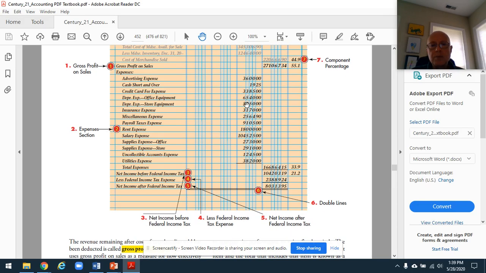Then we got our insurance expense. Okay, this is how much we reduced our insurance policies. You know, you can break it down if you want.